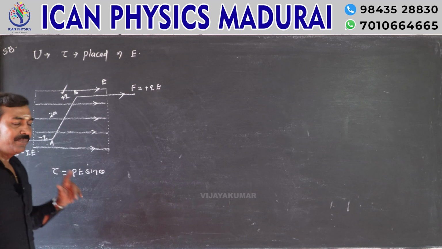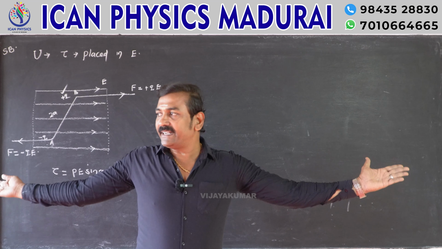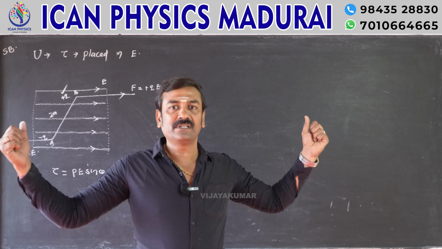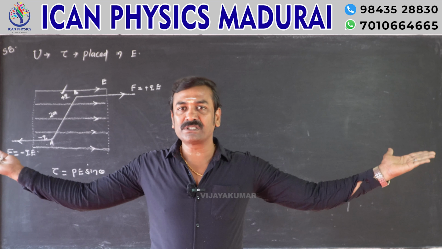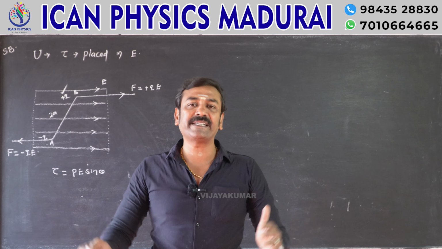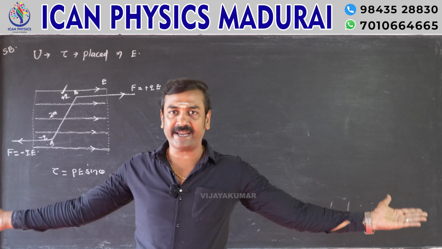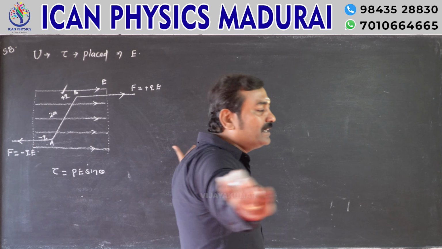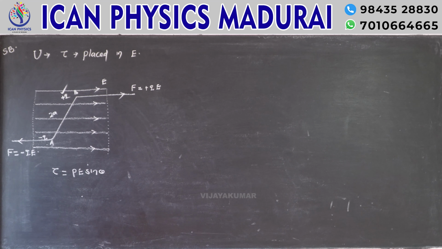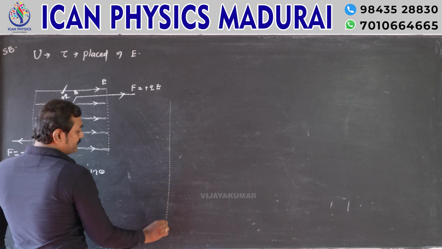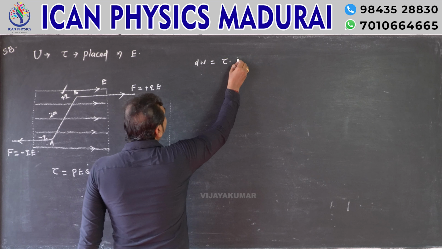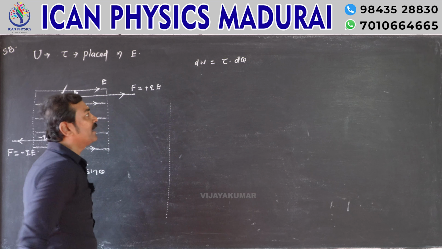So the electric dipole has rotation. Why does it have rotation? The forces plus qE and minus qE are not passing through the same point, having different lines of action. Because of that, it rotates. So when it rotates, some work is done. So how can we calculate the work done? dW equal to tau into d theta is the formula.